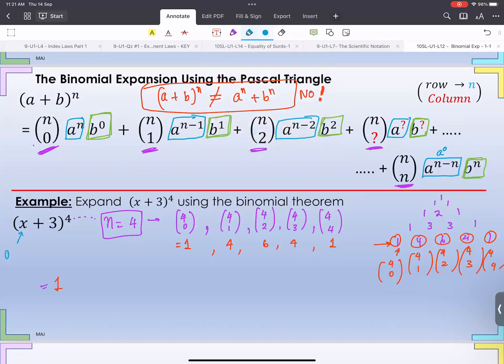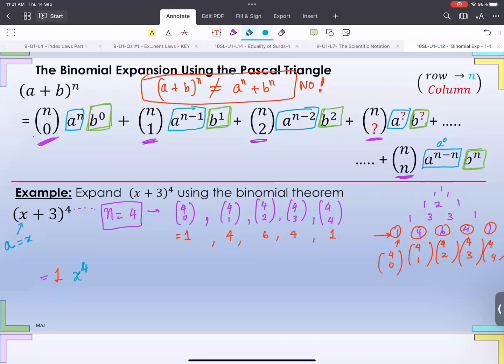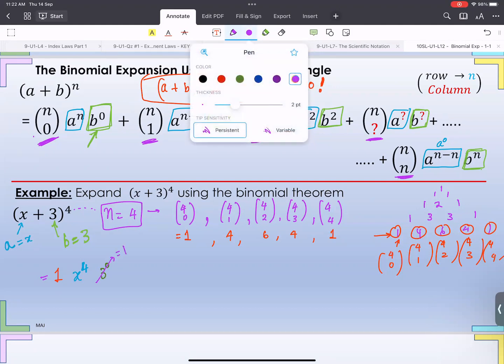This is your a value, so the a value is x. We're going to write that as x to the power of 4, a to the power of n. And then we have the b value here, which is 3. We're going to write the b value as 3 to the power of 0. But we know that anything to the power of 0 is 1, so we can completely ignore that.